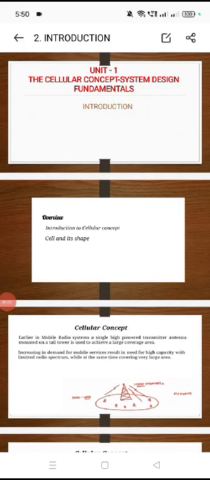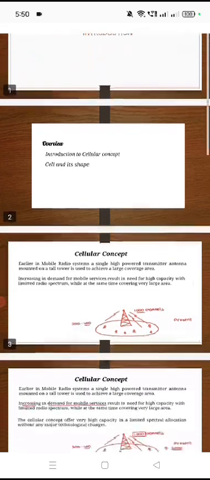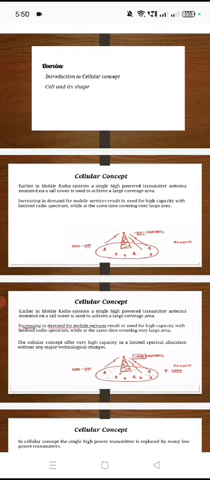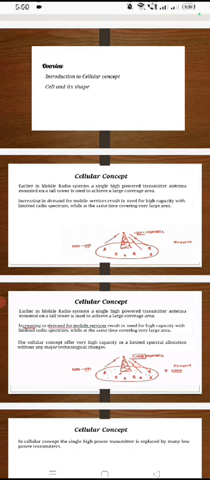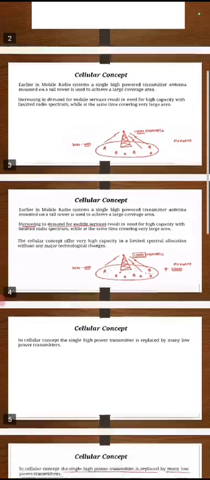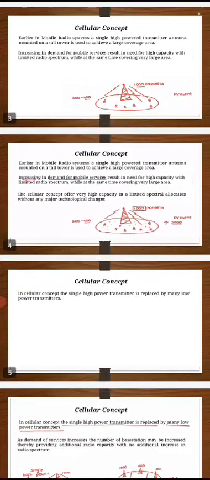Good morning students. Today we are going to discuss Unit 1, the cellular concept, system design fundamentals. In the overview, we will discuss the introduction to the cellular concept and the cell with its shape. So first is the cellular concept.